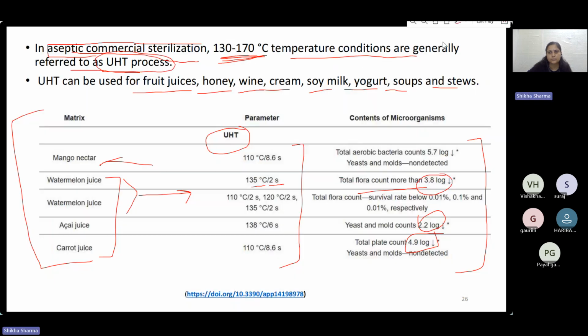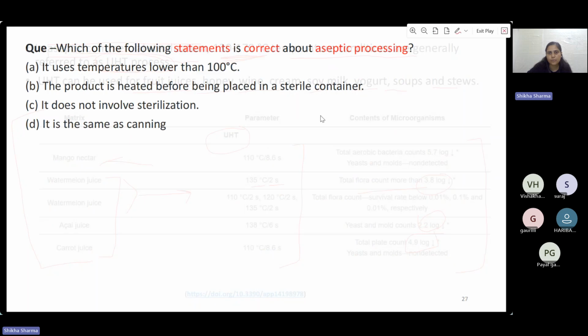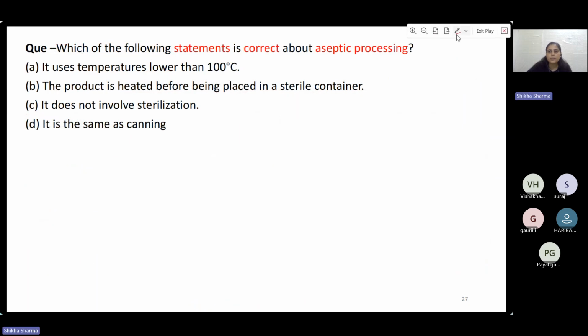So let's move to the next one. Next question about aseptic processing. Which of the following statements is correct about aseptic processing? A is temperature lower than 100 Celsius. B is the product is heated before being placed in a sterile container. C is it does not involve sterilization. D is it is same as canning.